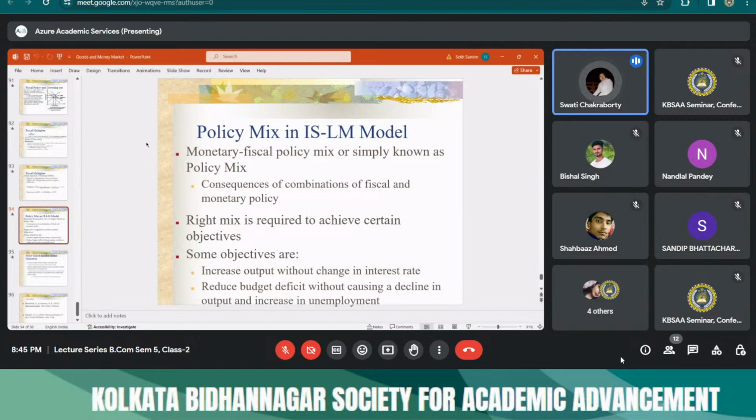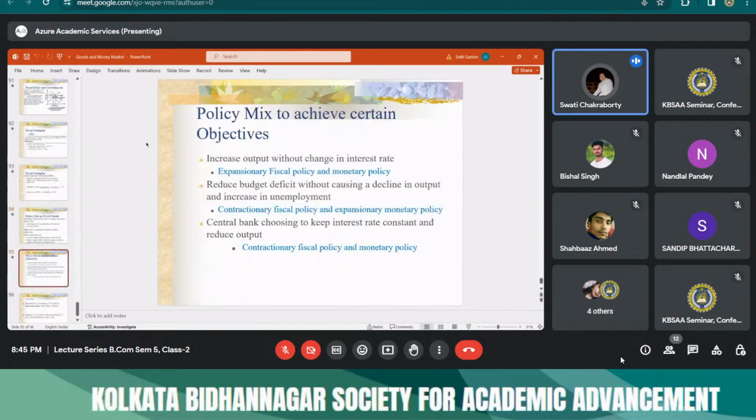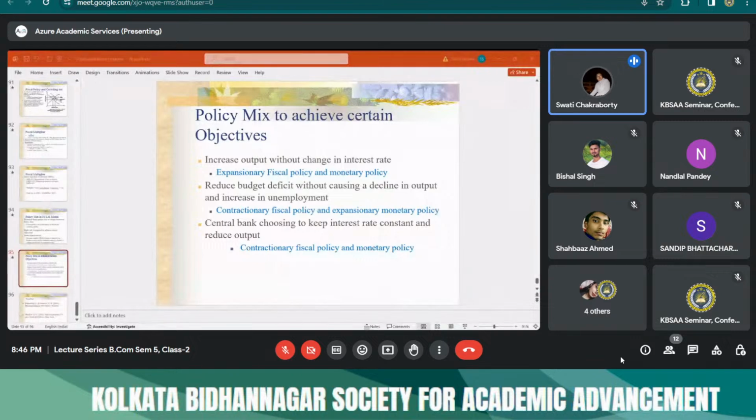Now, what kind of policies can be used? First we had identified three cases. When we talk of increase in output without change in interest rate, the policy mix will be a combination of expansionary fiscal policy and expansionary monetary policy. When the objective is to reduce the budget deficit without causing a decline in output and an increase in unemployment, it's best to go for contractionary fiscal policy and expansionary monetary policy. And finally, if the central bank wants to keep the interest rate constant and reduce the output, then they should opt for contractionary fiscal policy as well as contractionary monetary policy.